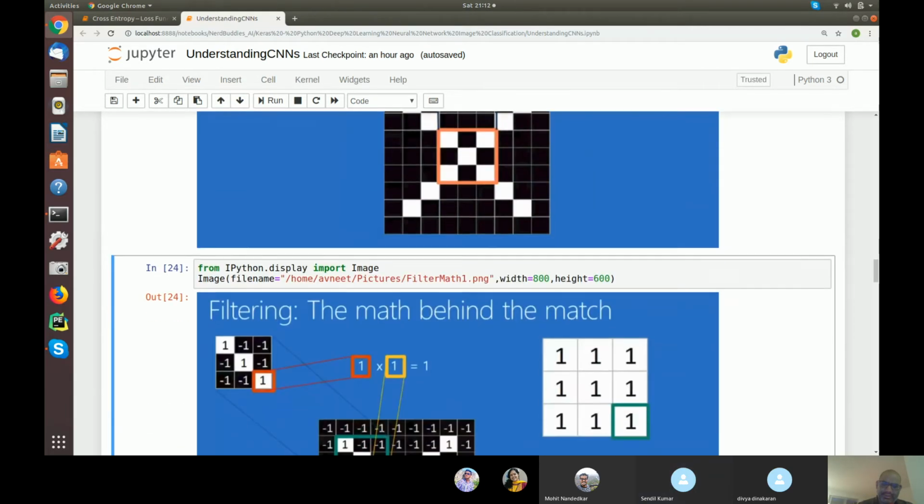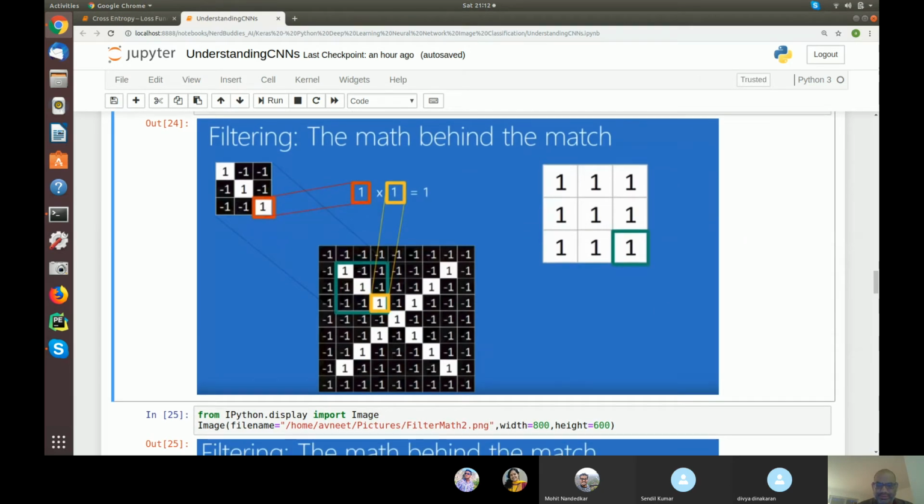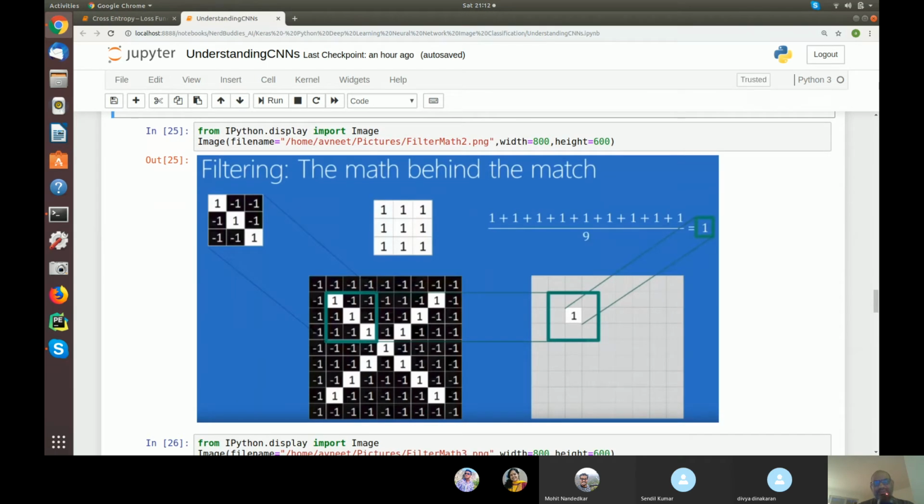Okay. So I hope this part makes sense. Now this is showing just the same thing. We took the filter on the left top, we multiplied with all the pixels in the green square, and we got 9 ones. Then we just add them up and divide by the total number of pixels. So we get, in this case, 1. And then we put that at the center of where the filter was. So a 1 would basically mean that this filter was a very good match.